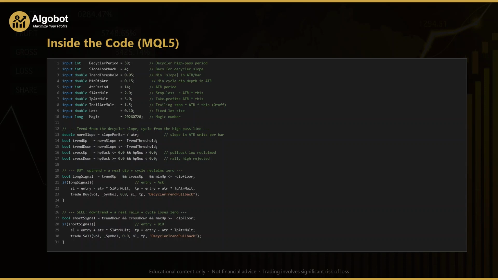Norm slope is the Decycler slope divided by ATR, giving trend up and trend down. Cross up is true when the high pass line was at or below 0 last bar and is now above it, the pullback reclaiming the trend. Cross down is the mirror.